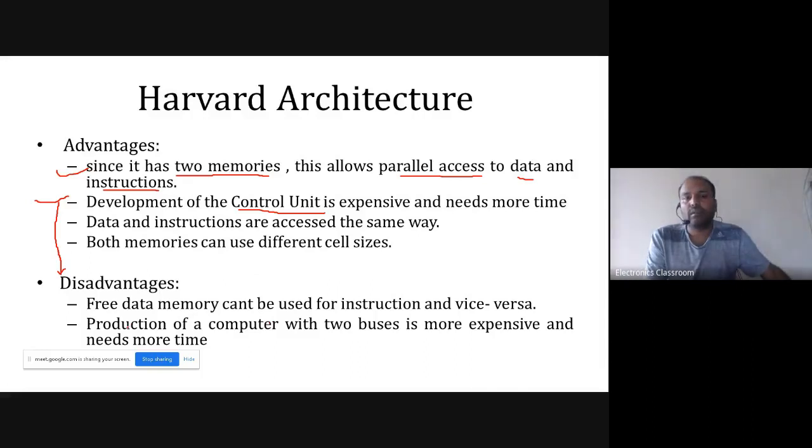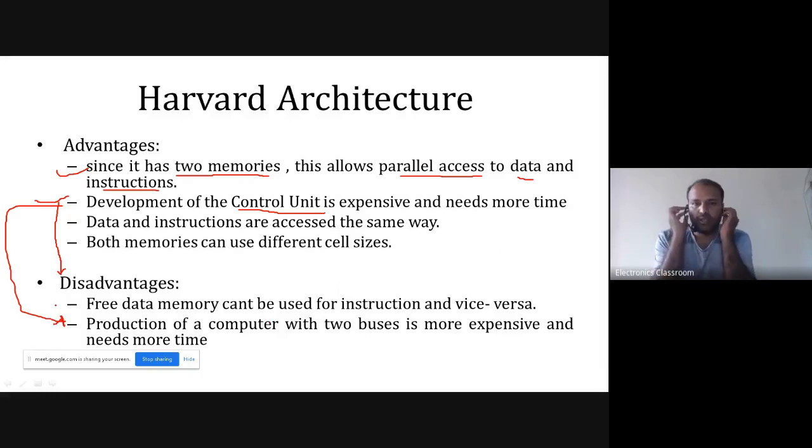Don't be confused here. Free data memory can be any memory. So I can say free data memory cannot be used for instructions, or free instruction or code memory cannot be used for data. Clear this point? Yes sir. Next, production of a computer with 2 buses is more expensive and it will need more time. So this point is the same as we have already discussed.